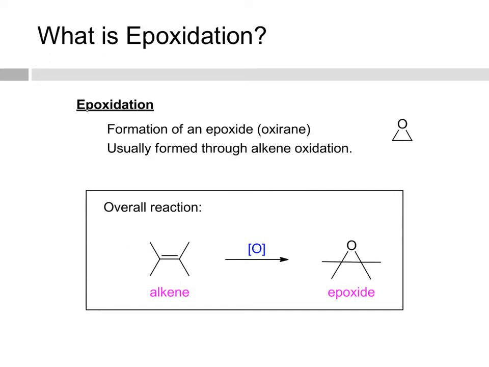So the overall reaction looks like this, where you start with an alkene functional group, and you do an oxidation reaction to form the epoxide.